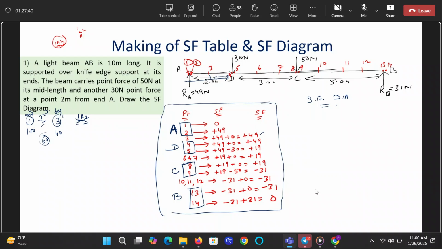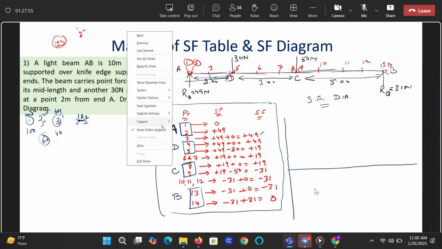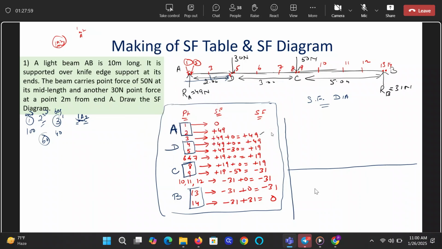In the SF diagram, we'll take the length of the beam on the x-axis and on the y-axis the SF. We change the color of the bar, since the other line is also blue, that will create some confusion. See guys, this is my x-axis which represents the length of the beam. This is my y-axis which represents the shearing force.